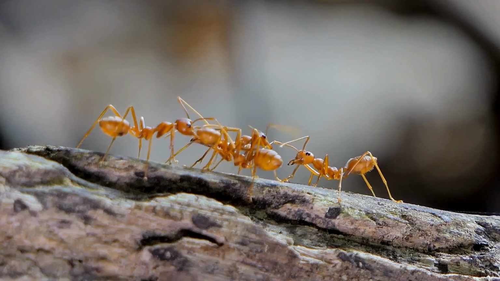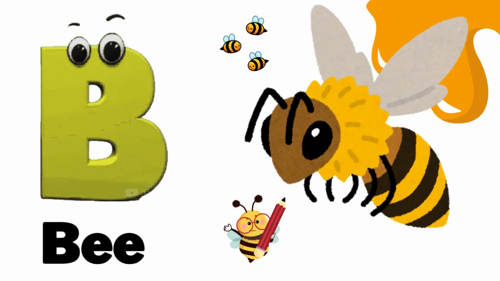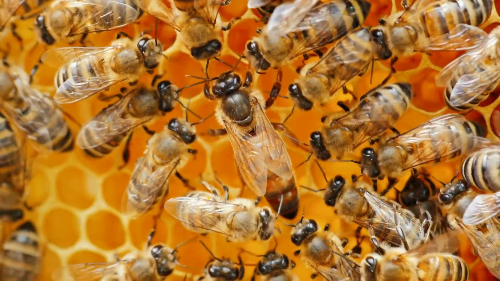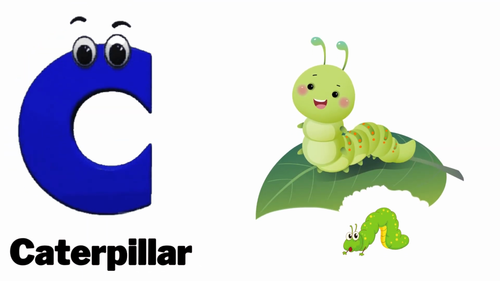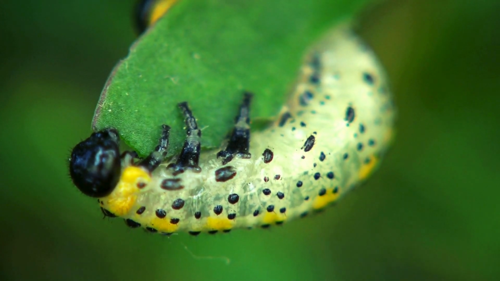A is for ant. Ant. B is for bee. Bee. C is for caterpillar. Caterpillar.